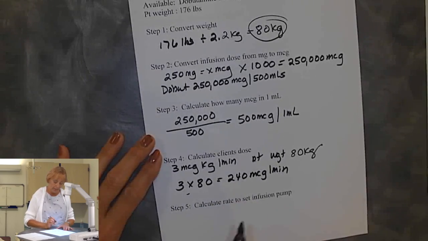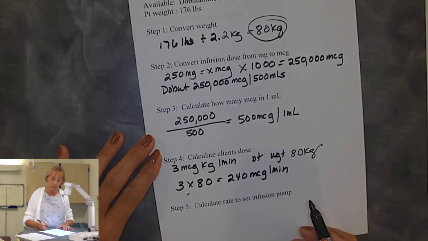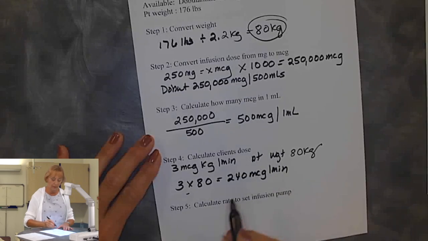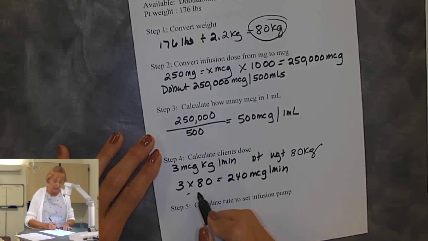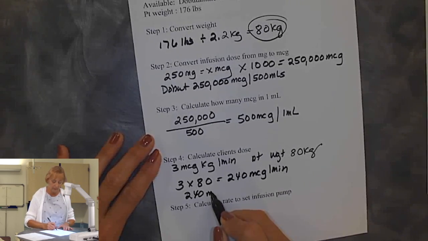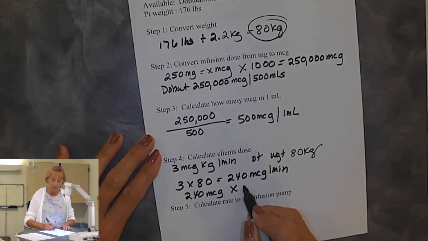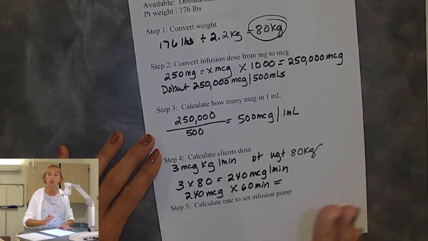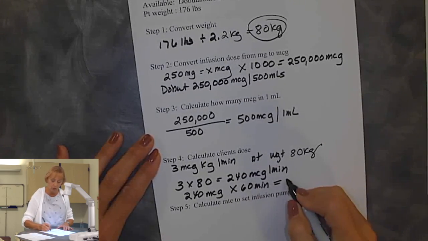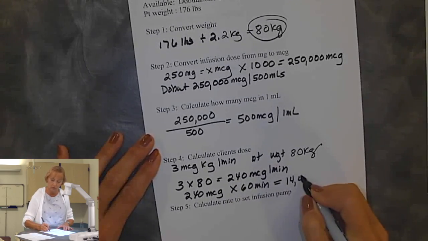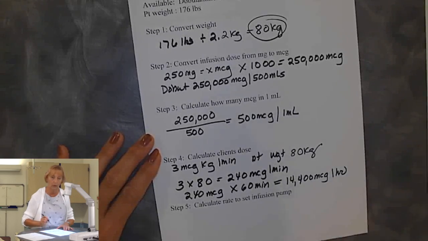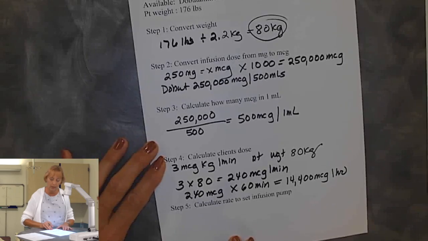So the next thing you want to do is you're going to have to set your infusion pump. So your pumps all end up infusing in mLs per hour, not in per minute. So you have to take this 240 mics per minute and multiply it by 60 minutes so that you get a total dose for an hour. So your total dose for an hour is 14,400 micrograms per hour. So that's the number you're going to work with.